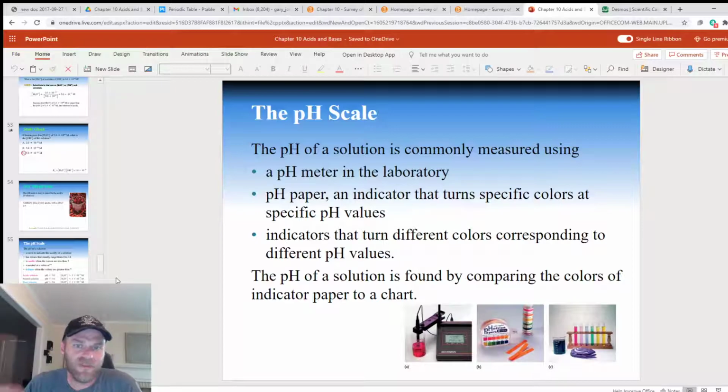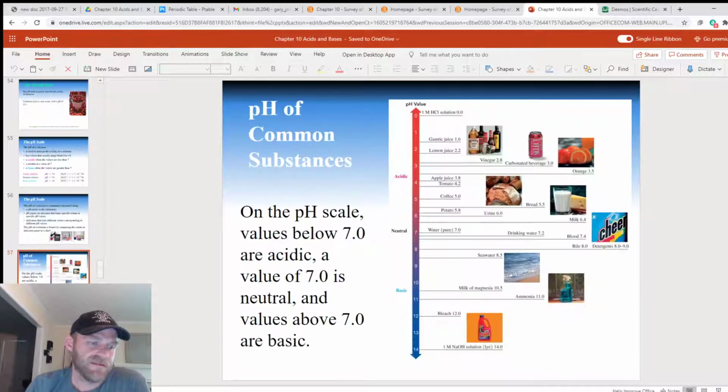And so we have the different litmus papers that we talked about. That's a pH paper. A pH meter just reads the concentration directly. Phenolphthalein is an indicator, and that will just turn color when it gets to a certain pH that we're looking for. Usually it's like 8. When I reach pH 8, it will change to pink for phenolphthalein.